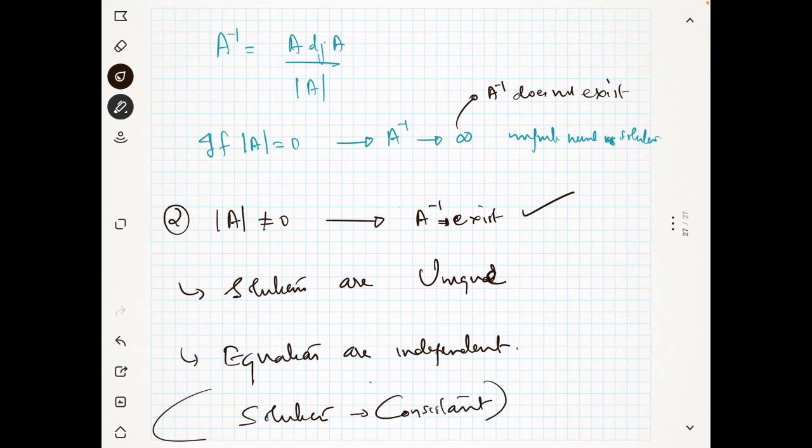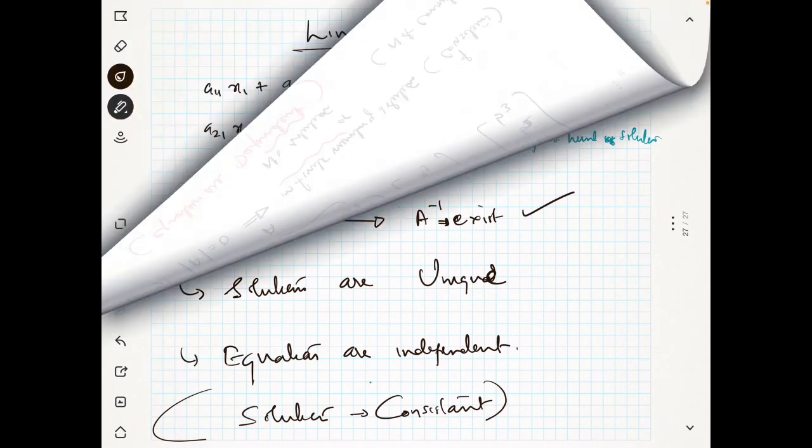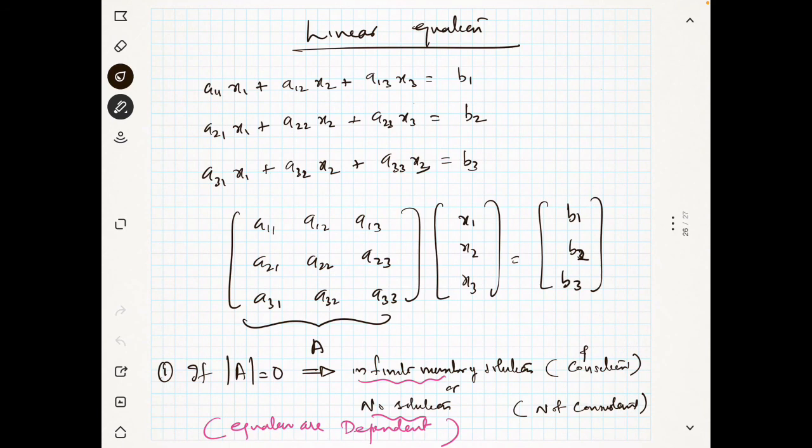Consistent means there is a solution, and inconsistent means there is no solution. But even if we have infinite number of solutions, we will say it is consistent. So that is the beauty. By seeing this coefficient matrix A, we can judge many things, that means whether the solution exists for this problem or does not exist for this problem.